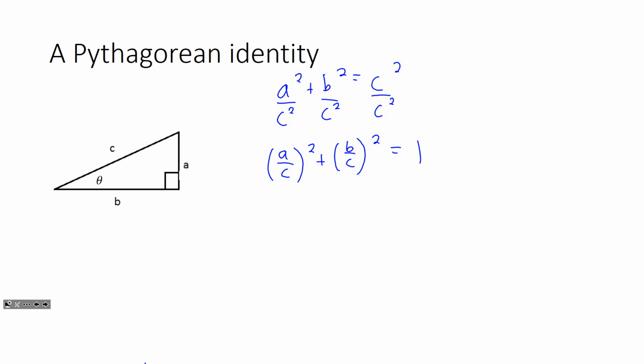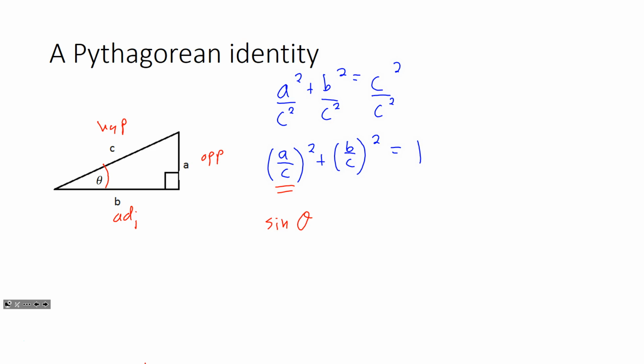Now let's look back at the illustration. Notice I've identified the angle theta here. And so a would be the opposite of that angle, b would be the adjacent, and c would be the hypotenuse. Then this first fraction here, a over c, would be the opposite over the hypotenuse. Now we know opposite over hypotenuse is the sine. So this would be sine of theta, and it would be squared.